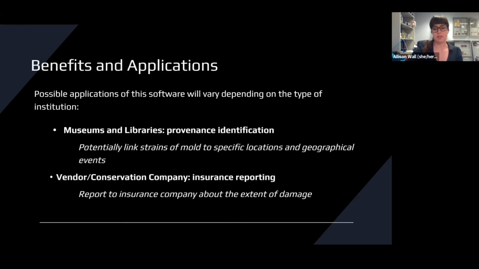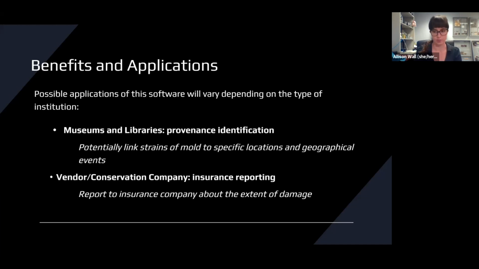In addition to being able to identify strains of mold for the purposes of treatment and personal health, we discovered some additional potential uses of the software after discussing our project with several paper conservators working in different types of institutions. One paper conservator with a museum background pointed out the software's potential for provenance identification. Eventually, it could possibly be used to link objects together or to certain locations or geographical events based on the species of mold identified.